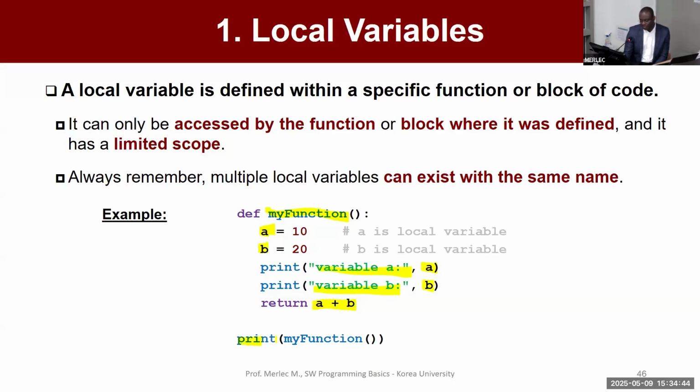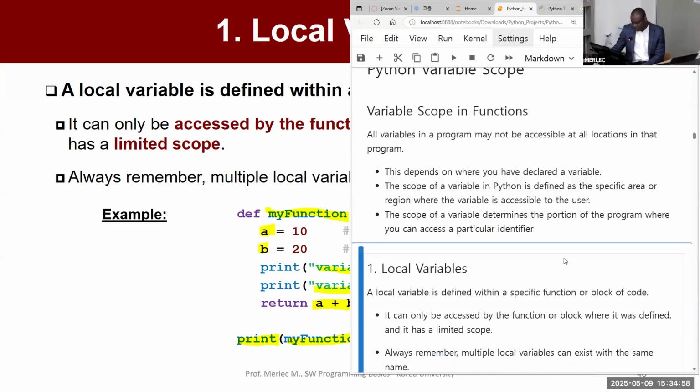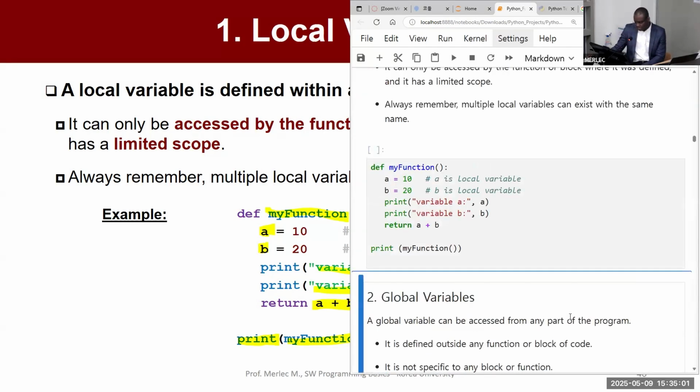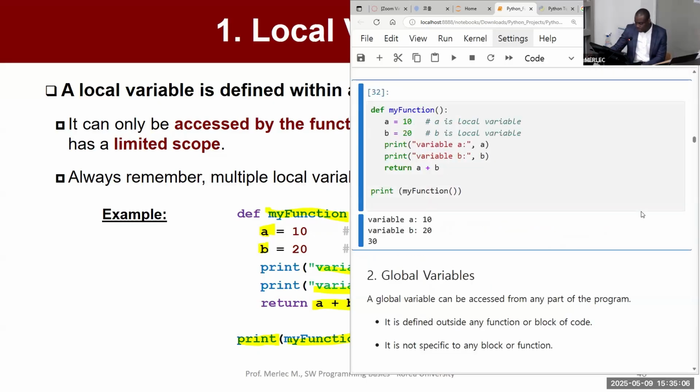So the calling line here is print my function. You call my function, and then it will return a plus b. That will be 30. This is the illustration of local variable in Python. When I run this, you can see it works properly by showing the results of the function, which return the value of a, b, and their sum.